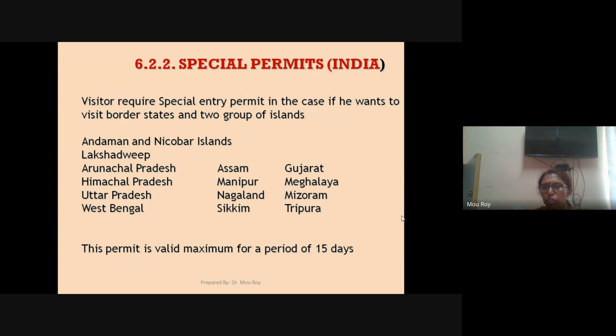So that is the reason you may need a special entry permit for some places to visit, like Andaman and Nicobar Islands, Lakshadweep and so on. This permit is usually valid for a maximum period. It keeps on changing depending on your purpose of visit, whether you are a student, on official purpose, or on a holiday. So it varies from time to time.